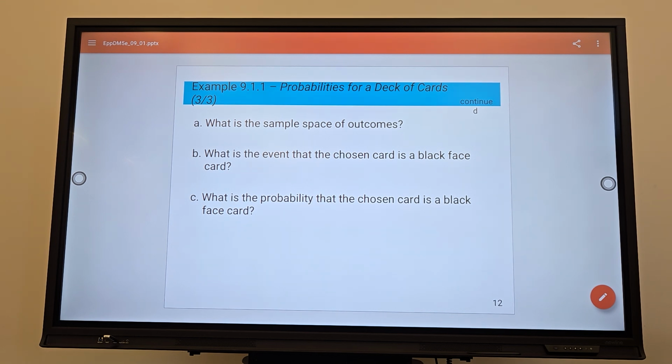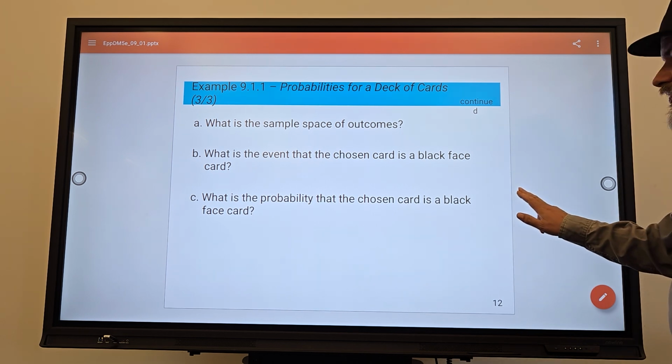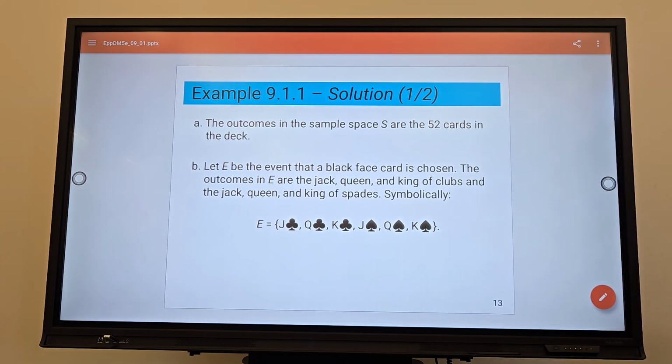The sample space would be 52, I believe, because that's how many cards there are. The outcomes in E are the Jack, Queen, and King of clubs and the Jack, Queen, and King of spades. So the event would be 6. And the probability that a chosen card is a black face card would be 6 out of 52.